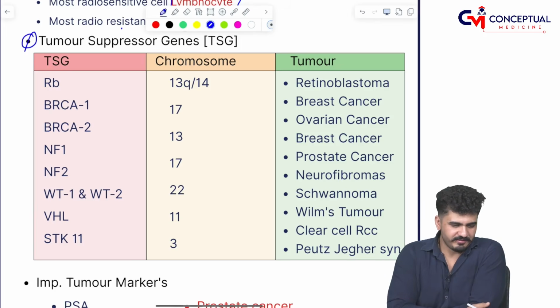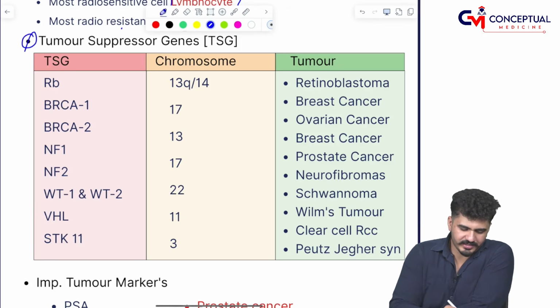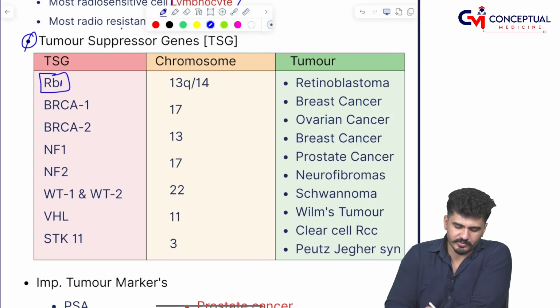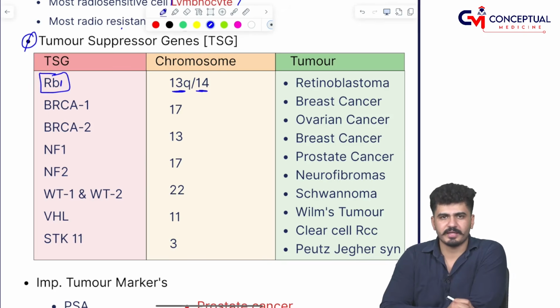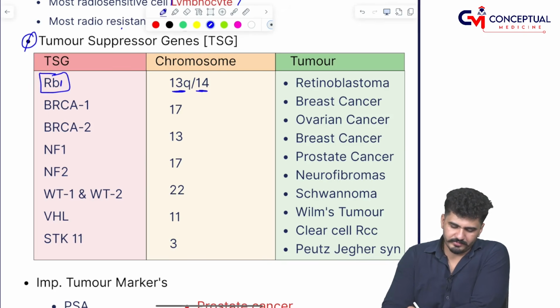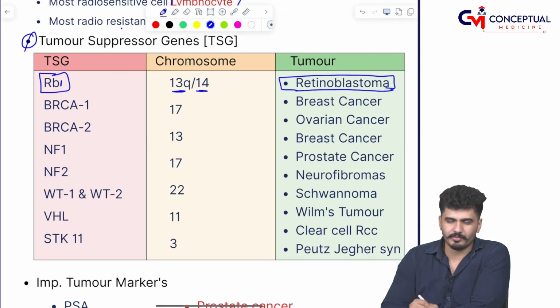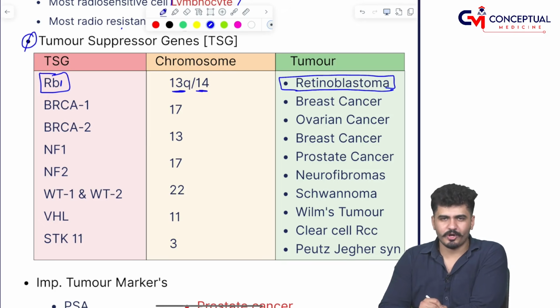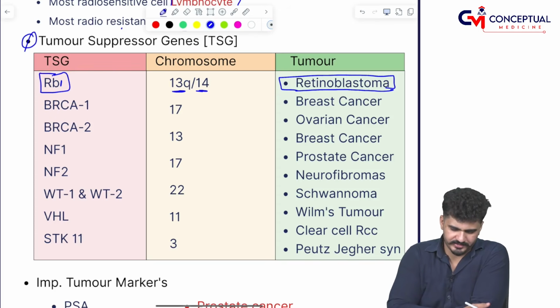If we talk about tumor suppressor genes, first is the RB1 gene, present on chromosome 13q14. And which tumor are we going to talk about? If it is not working, there is going to be retinoblastoma. In ophthalmology, in the final aid, we are going to talk about this. Welcome to the final aid on the Conceptual Medicine channel.